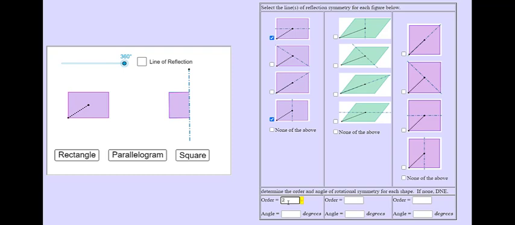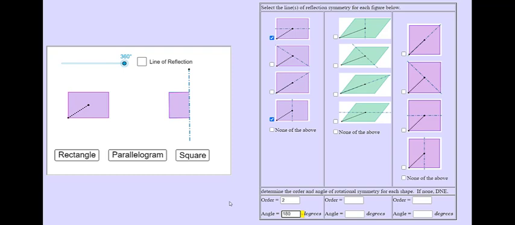After you have the order, you can use that number to determine the angle. This is the minimum number of degrees needed to rotate a figure back onto itself. So 360 divided by 2 gives me 180. So this rectangle has 2 lines of symmetry. It has an order of 2, meaning it rotates onto itself twice, and the angle is 180 degrees.